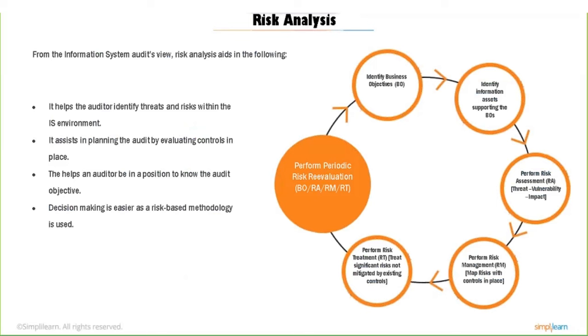Then you do the risk assessment, in which you perform the threat, vulnerability, and impact analysis. After that, you perform the risk management. Once risk management is done, you go for the risk treatment. There are different options of risk treatment: one is risk avoidance, another is risk mitigation, then risk transfer, and there are different options for that.